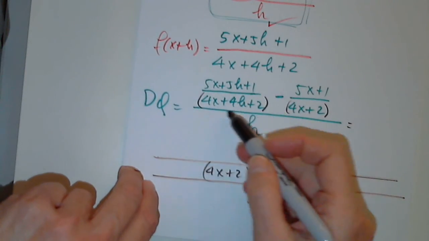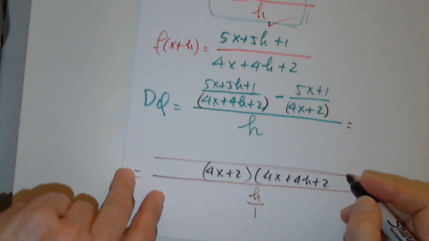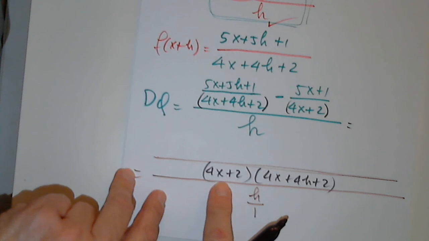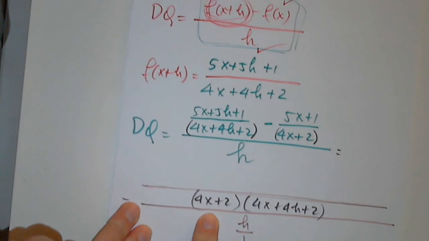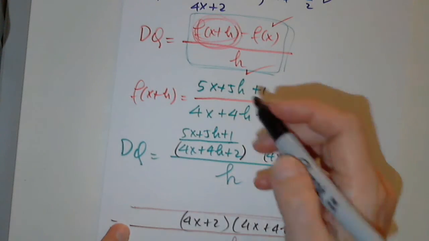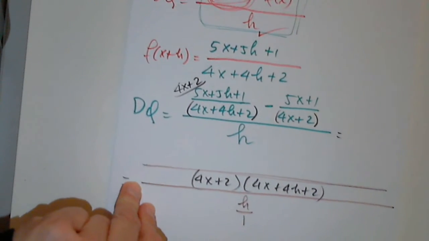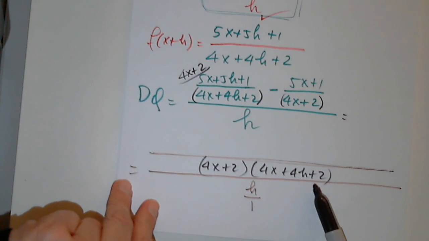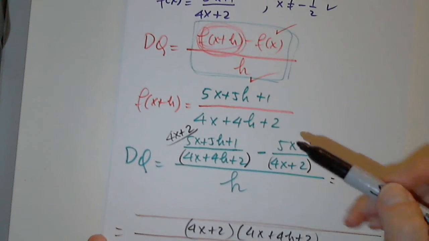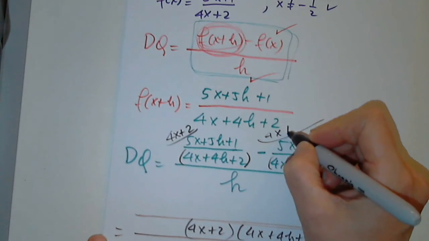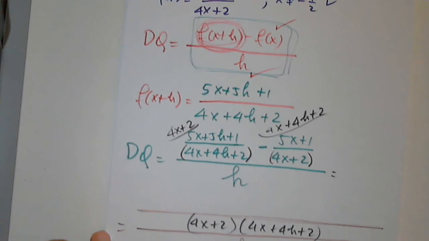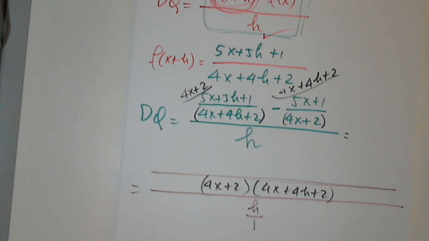See, this denominator has 4x plus 4h plus 2, which means it was multiplied by 4x plus 2. So then the numerator has to be multiplied by 4x plus 2. This denominator was multiplied by 4x plus 4h plus 2. So then the numerator has to be multiplied by the same thing, 4x plus 4h plus 2. So please remember, you cannot drop any of these denominators. They do not go away. They will not simplify with anything.